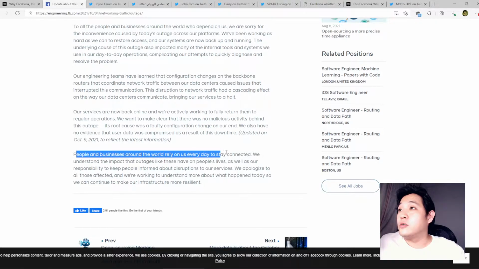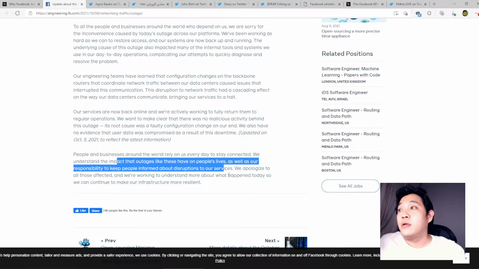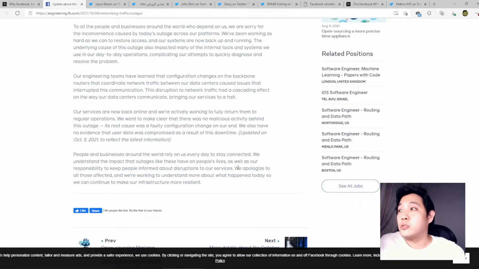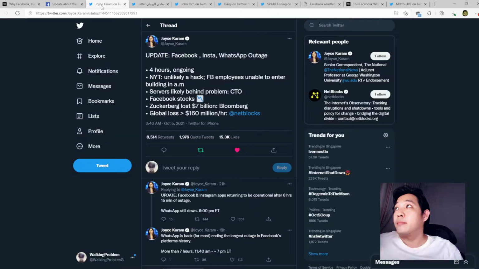So they say the world depends on them, and that the outage has an impact on people's lives, and they have a responsibility to inform people about this disruption, and they apologize. Yeah, whatever. They don't really care, to be honest. They don't care. Even the number of people that they have blocked and kicked off their network, they don't care.